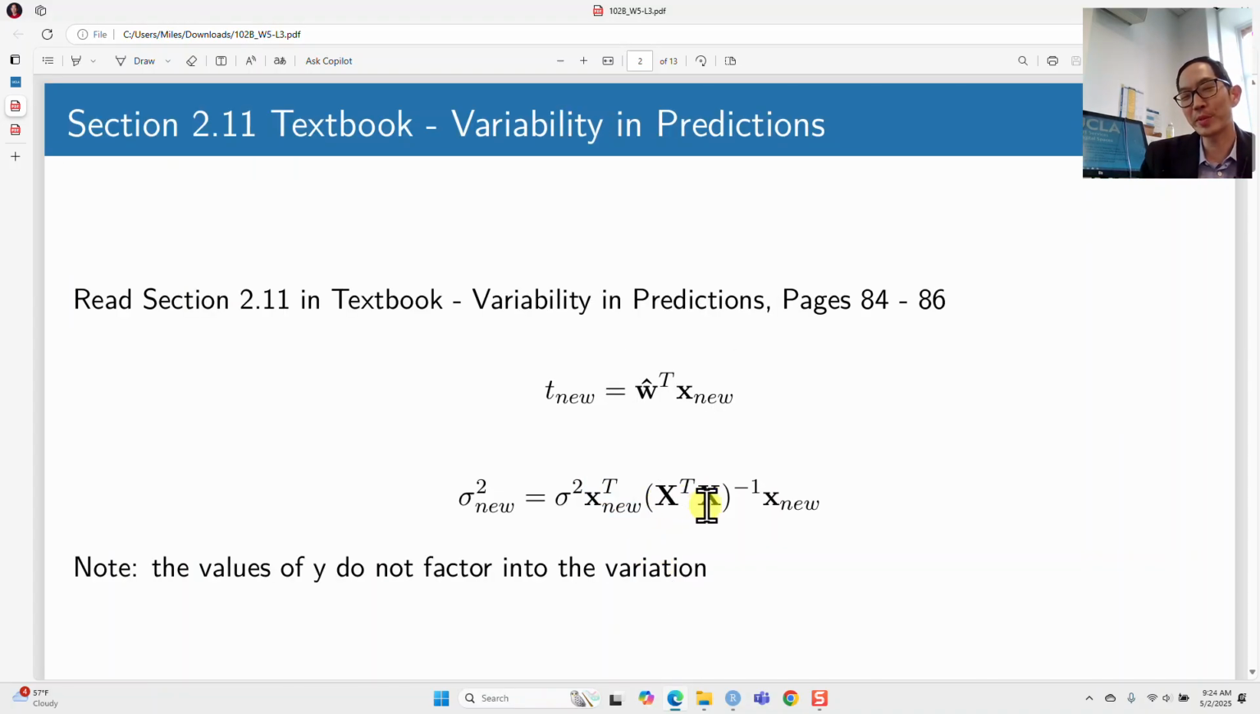When you do this multiplication back here, what your X new is compared to what your X transpose X inverse is, they'll multiply in such a way that the result is going to be really small, or they'll multiply in such a way where the result is going to be very large, okay? And the actual values of t or y don't actually factor in, it's just where your X values are and how much noise you have in the original system.